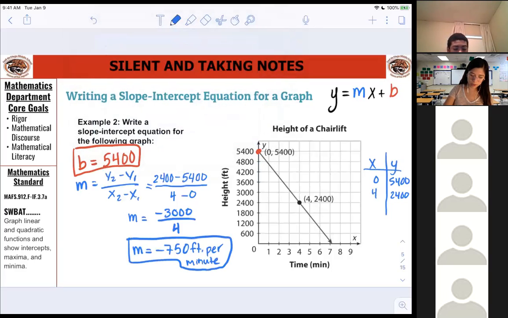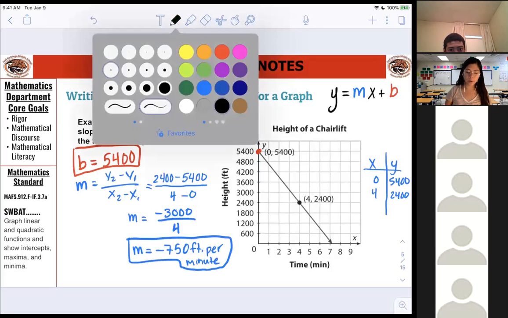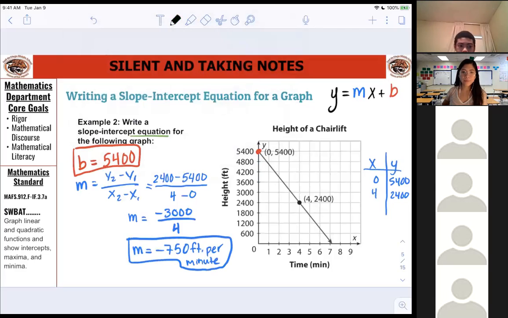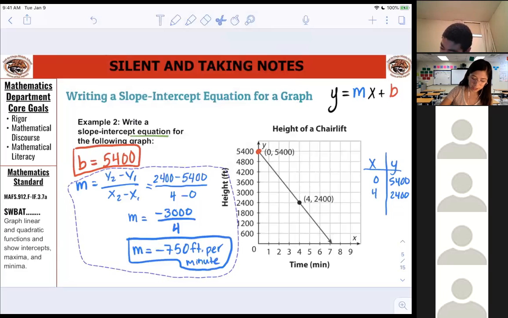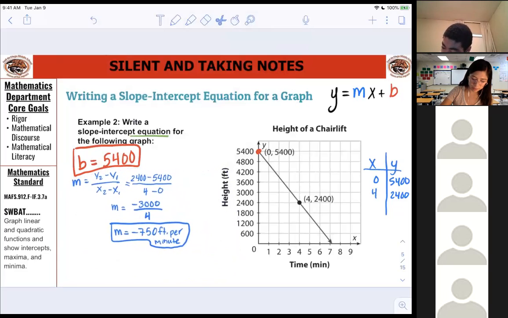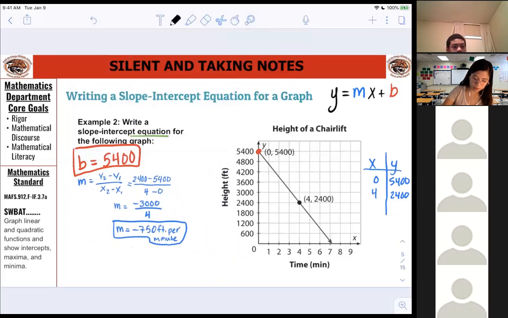But I'm not done because the question is telling me to write the equation. The b is your y-intercept. Yes, b stands for y-intercept. Okay, so now that I have all the information I need, I can write my equation. All I'm doing is filling in the blanks for the m and filling in the blanks for the b. So can anyone tell me what the final equation will be?